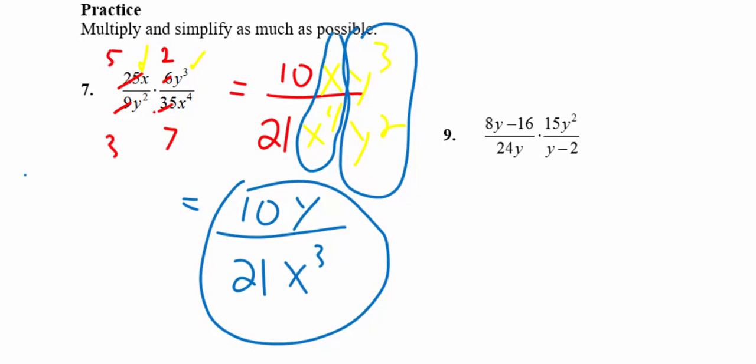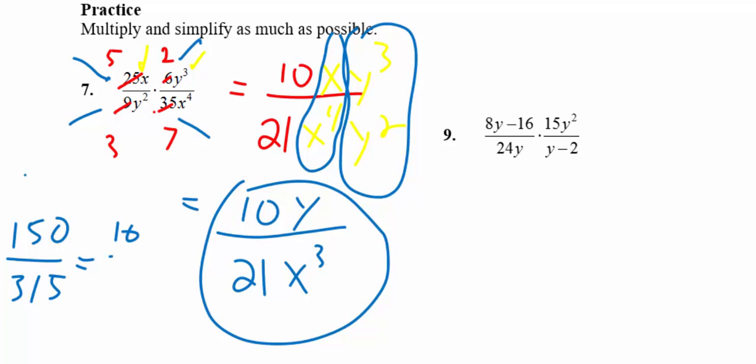Now, by the way, some people don't like the cross-canceling. So what would happen if you just multiplied the 25 times the 6? You would end up with 150 on the top. And if you multiplied the 9 and the 35, you'd end up with 315 on the bottom. Now, if you reduce 150 over 315, you end up with 10 over 21. So whether you cross-cancel first, where 5 times 2 is 10 and 3 times 7 is 21, that's one option. If you don't like cross-canceling, you can use the bigger numbers and then just reduce at the end.